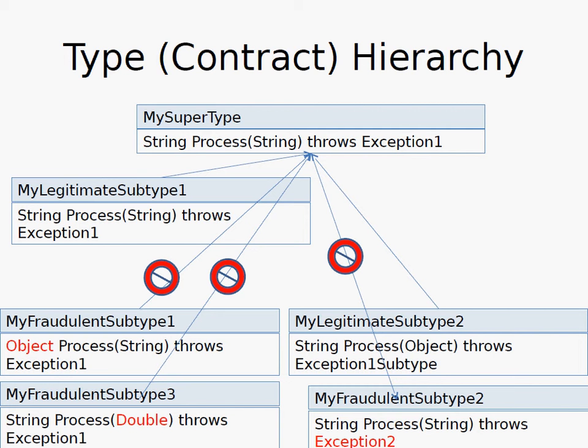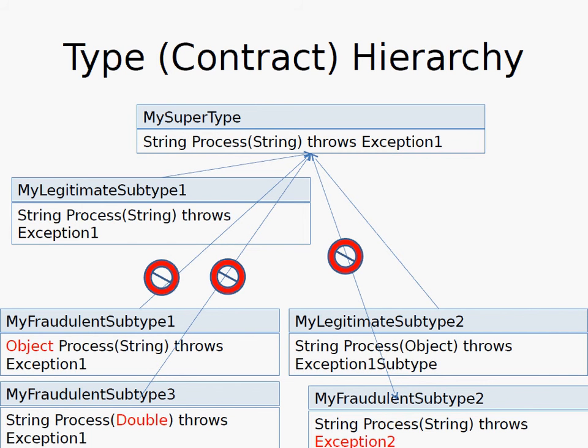Why would that be a legitimate subtype? So suppose that I'm using something that apparently seems to be my supertype, but it's secretly the subtype that can take, for process, not only a string, but any object. Why will I be okay with that? Why would that be okay with me?